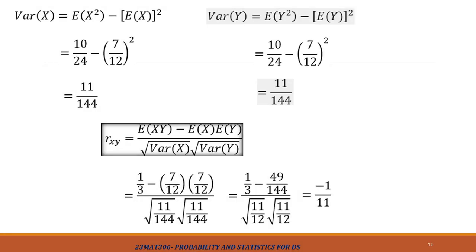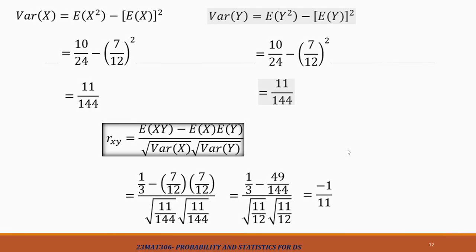Next, we have to find the variance of x and variance of y. Both the values are given here. Finally, we have to substitute all the known values in the correlation coefficient. The final answer is minus 1 by 11.